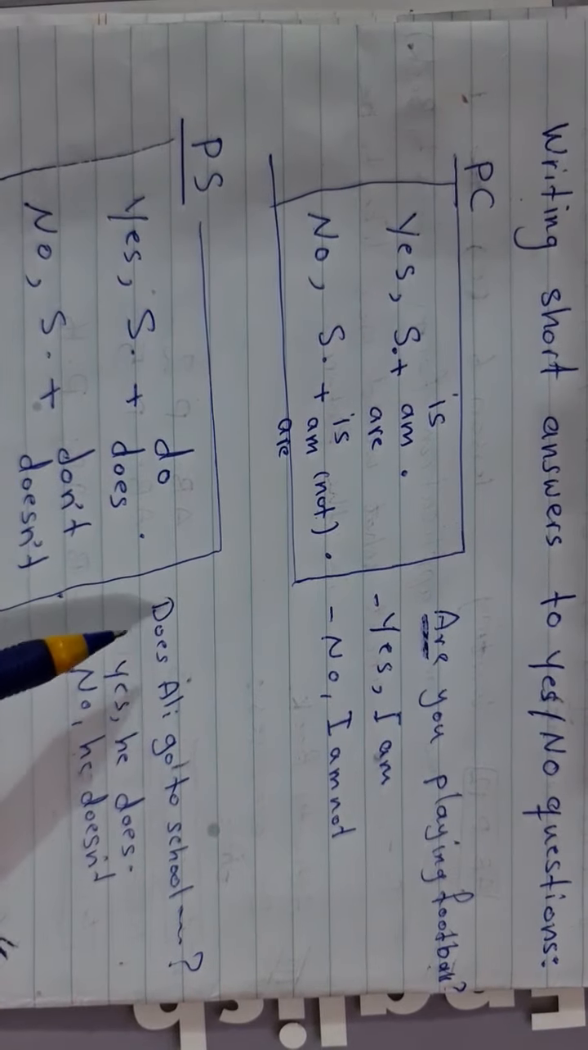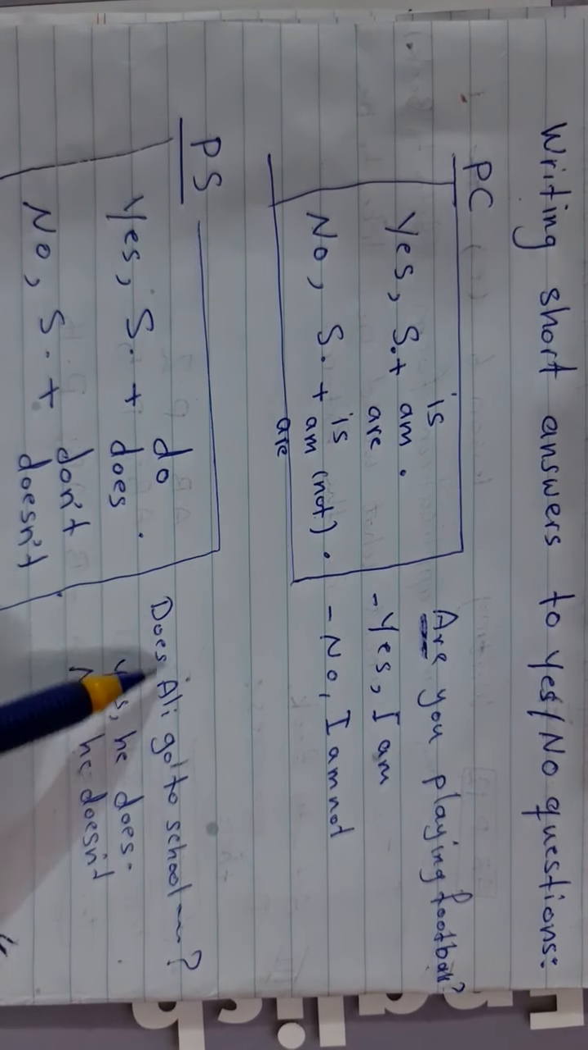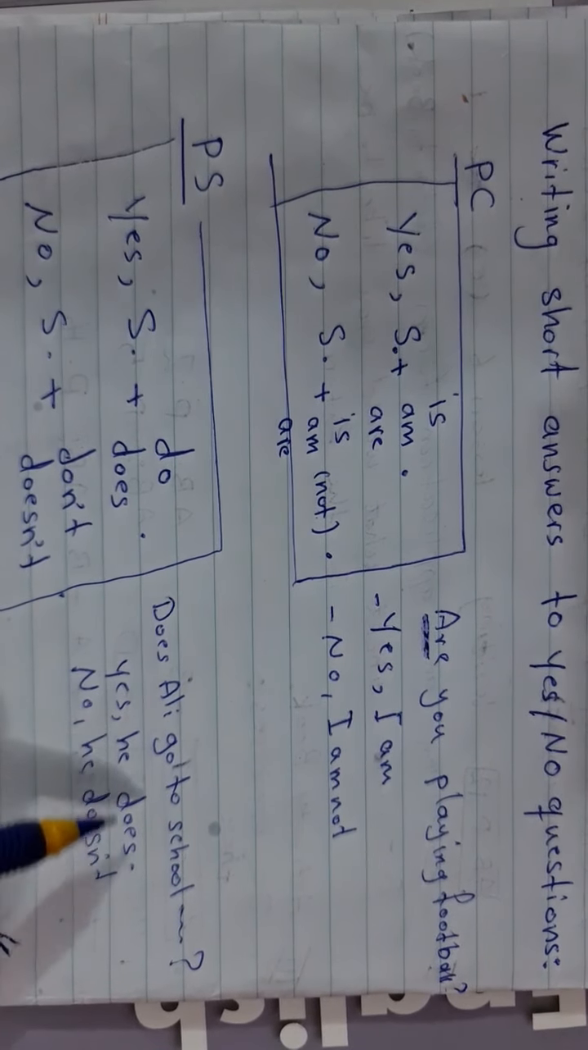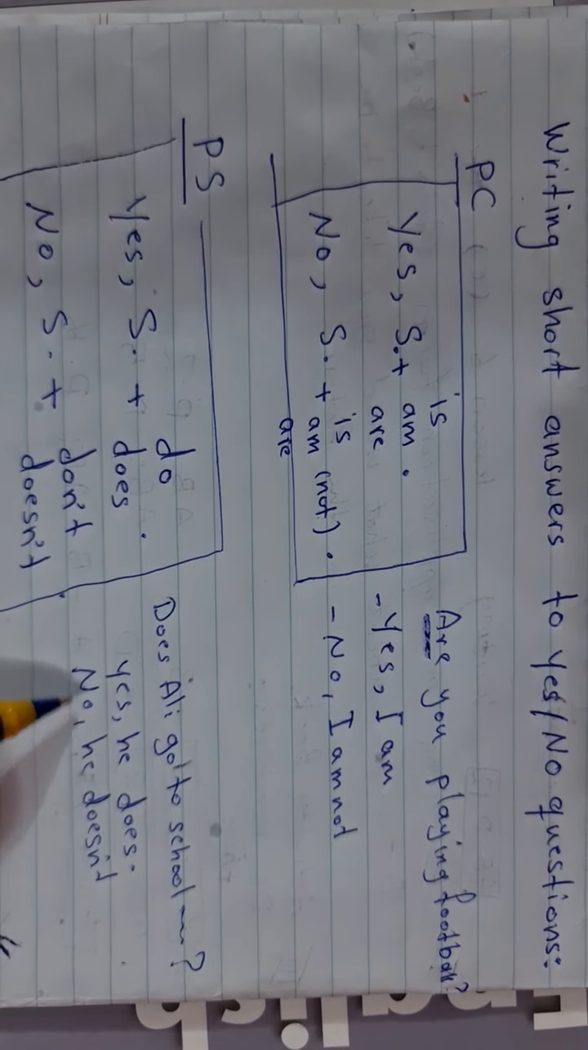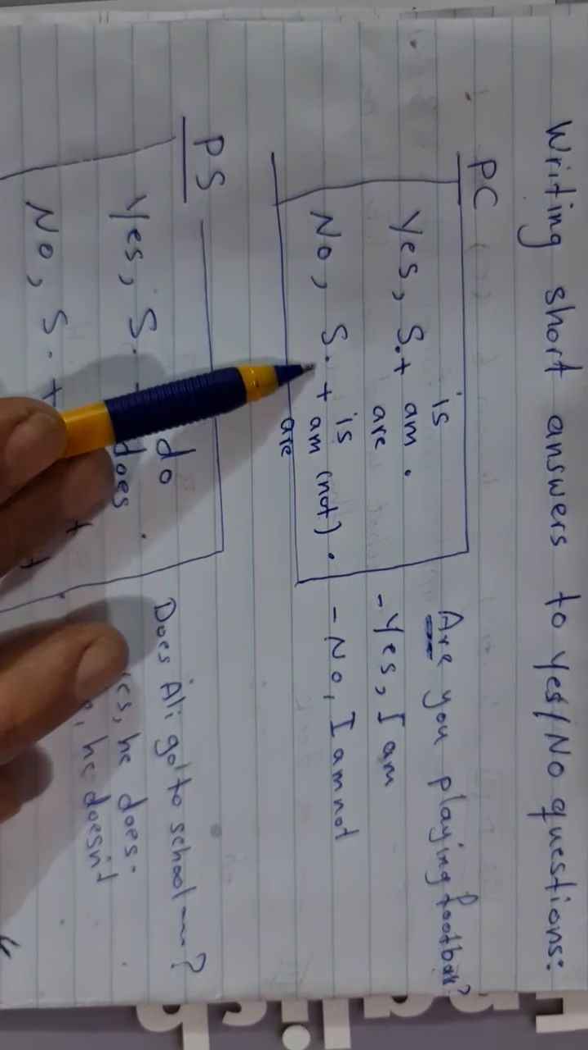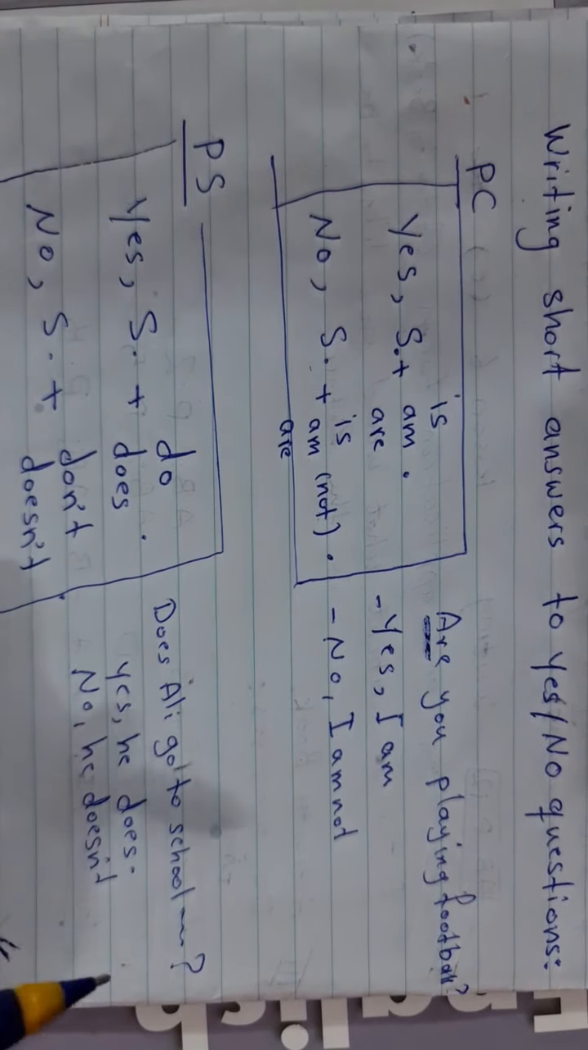Are you doing your homework now? Yes, I am. Or no, I am not. Is Layla writing a report? Yes, she is. Or no, she isn't. In the present simple, for example, does Ali go to school every day? If yes, we say yes, he does. If no, we say no, he doesn't. Write these two rules and these two examples in your notebook, please.